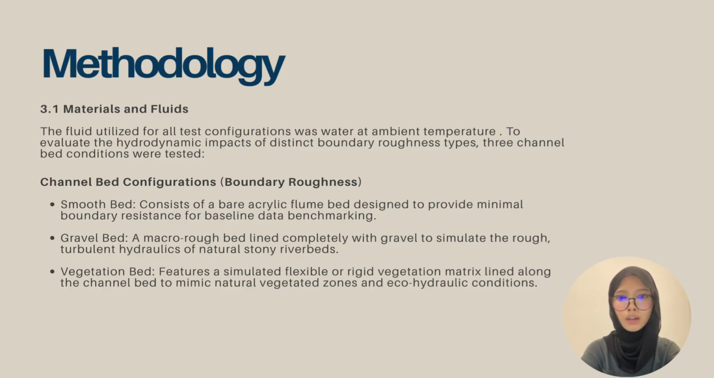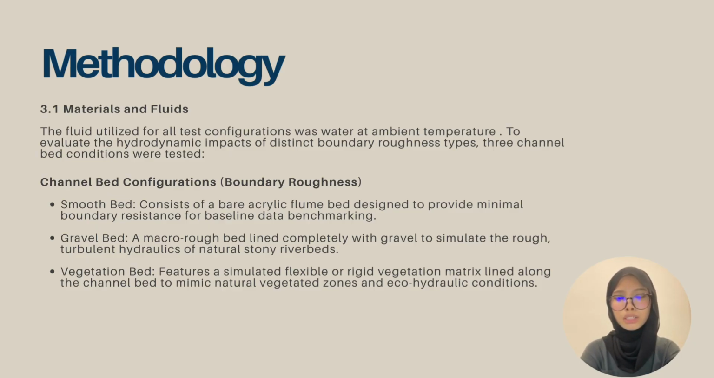To investigate how different boundary roughness affects flow behavior, we tested 3 channel bed configurations. The first configuration was the smooth bed, which consisted of a bare acrylic flume. This provides minimal resistance to the flow and serves as our baseline or reference condition. The second configuration was the gravel bed, where the channel was completely lined with gravel. This represented a rough natural river bed and increased the flow resistance and turbulence.